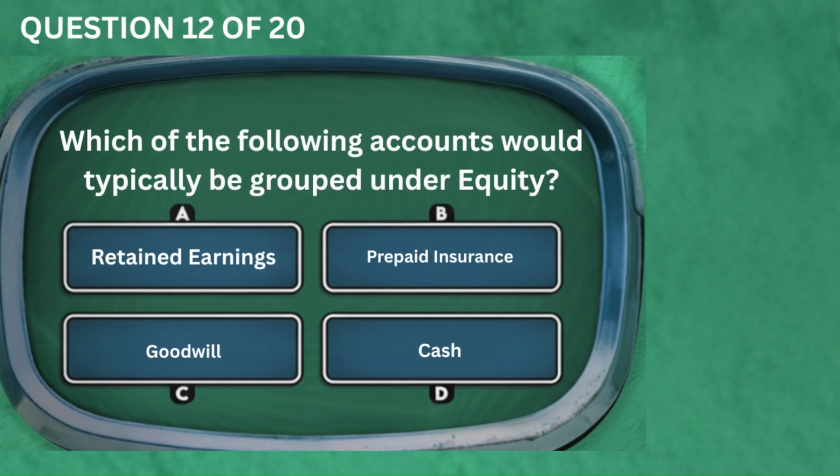Question 12. Which of the following accounts would typically be grouped under equity? Options are: is it retained earnings, prepaid insurance, goodwill, or cash? Answer: it's A. Retained earnings are a business's accumulated profits held for future use. It's an equity account because it belongs to the owners and increases their claim on the business.